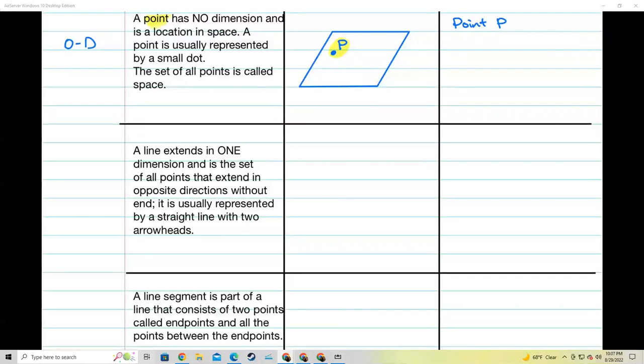The next one says a line extends in one dimension and is the set of all points that extend in the opposite directions without end. It is usually represented by a straight line with 2 arrowheads. So the vocabulary word in this case is the word line. I'm going to highlight that in yellow. And I'm going to go ahead and draw a line. My line is going to look like this.